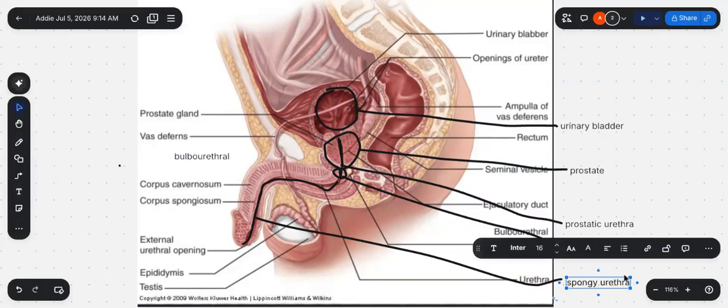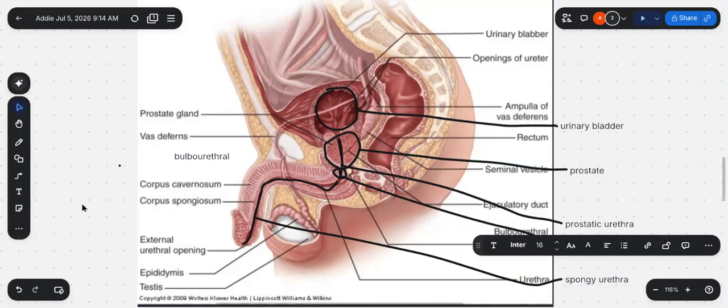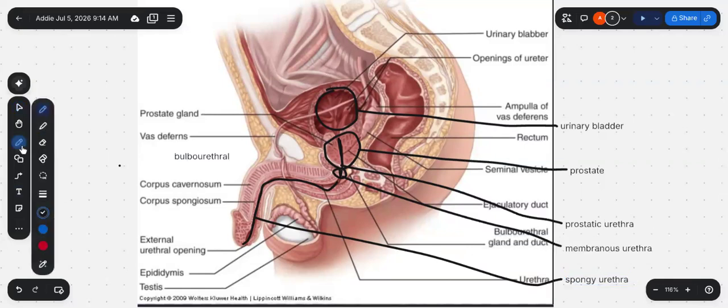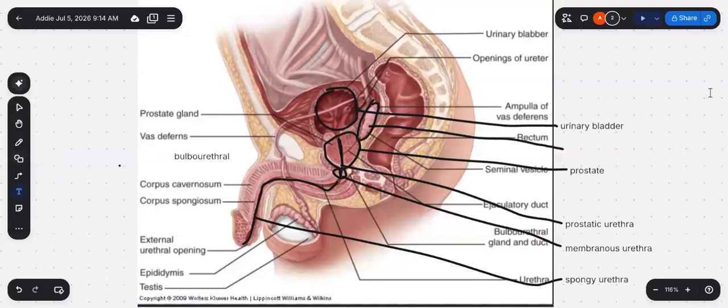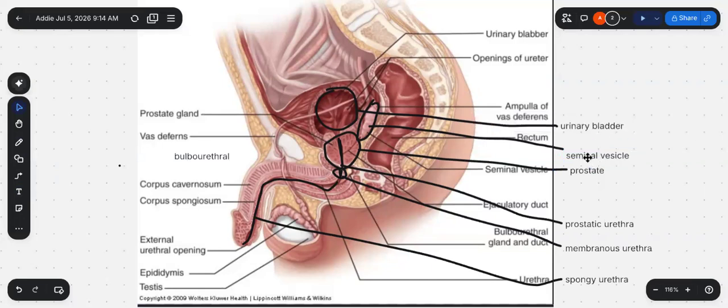Spongy urethra, right over there. Now you also have your seminal vesicle. The seminal vesicle is going to be this pink little oval-like structure over there. To me, it almost looks like a bunny ear. If you think of the prostate as the head of the bunny, then the seminal vesicle is the ear of the bunny. So that is where that would be located.